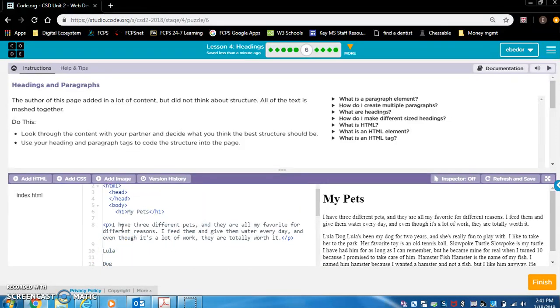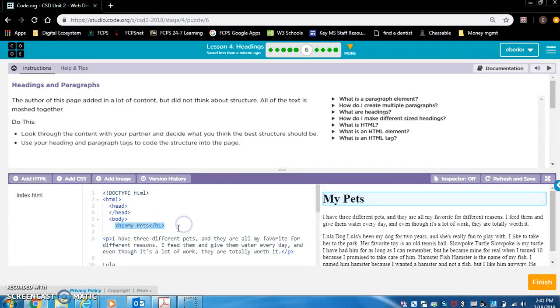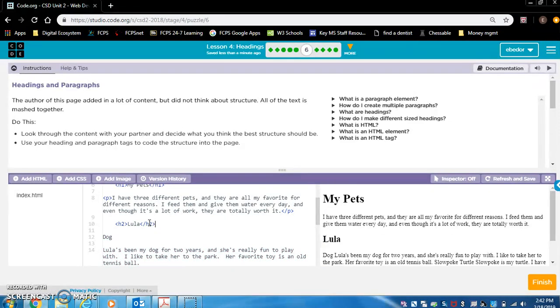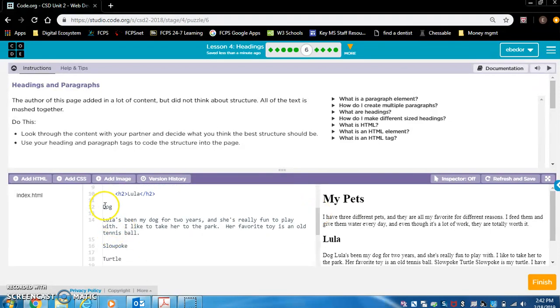Okay, Lula. So my pets is the title. So I think it's appropriate that we put them in H1 tags. But here, they're going to break the page down further by names of pets. So I'm going to make that heading a little bit smaller and put it in H2 tags. Yeah, that looks good. Look over here. So Lula is a little smaller than my pets, which is the title of the page. And then we have dogs. So I guess this person is also breaking it down into what type of pet this Lula is. So let's make that even smaller than the name Lula. Let's make that H3.